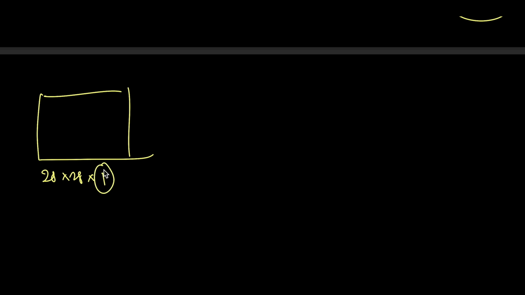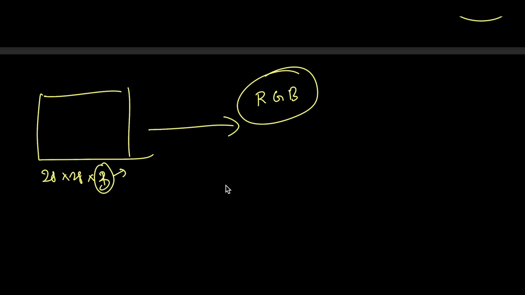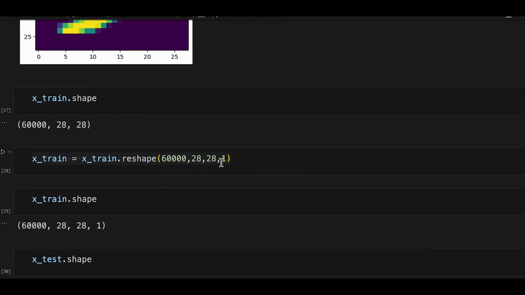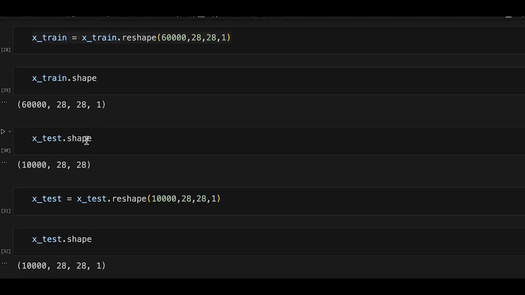So the third dimension will be used when it is colored images. In case of colored images, we'll be having 3 channels, right? That is RGB. After applying the first convolution, we'll be having 3 dimensions. In order to consistently maintain those 3 dimensions, at the start also we need to provide this extra dimension. That's why we are reshaping the 28 cross 28 images to 28 cross 28 cross 1. We can reshape both training and testing data.